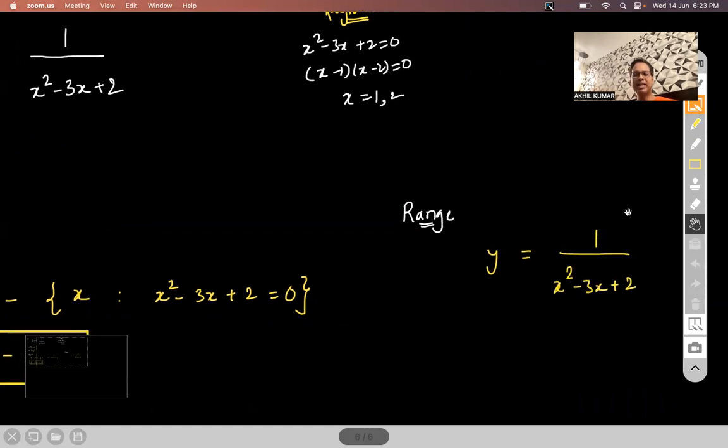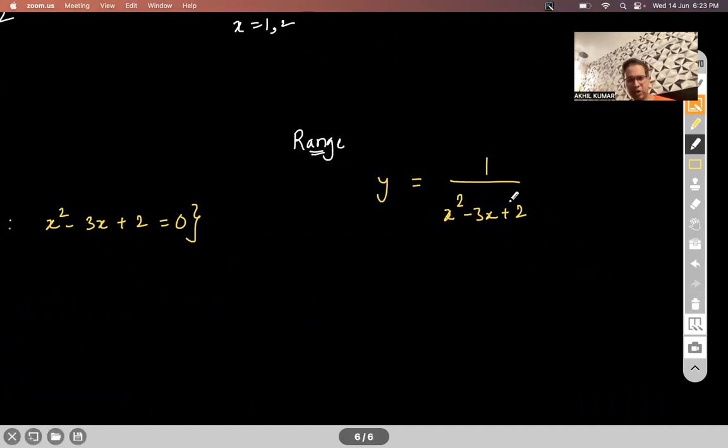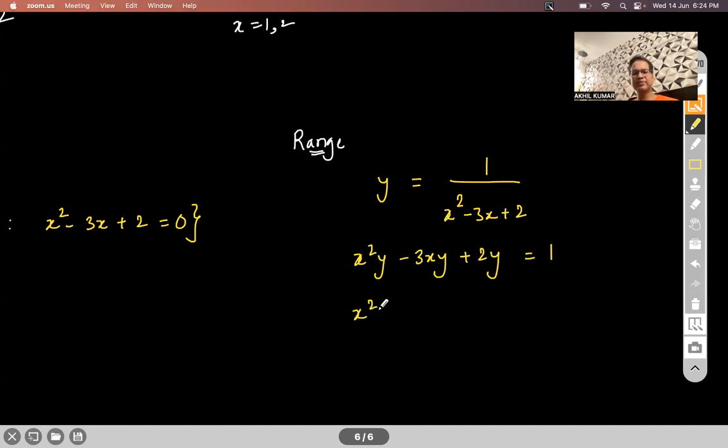Okay. Now we'll try to make x the subject of the formula. Now here making x the subject of the formula is not as easy as what we had in our previous types. So for that, you have to pay attention. Take the denominator to the other side. Take the 1 also to this side. Let me write it like this.